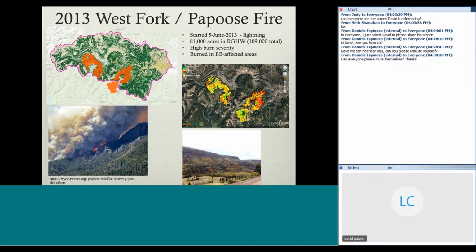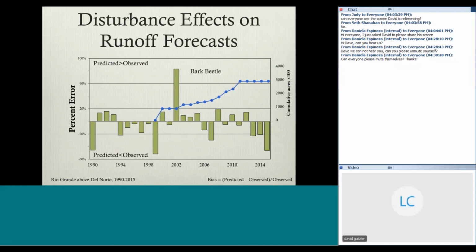What about fire? So there was a large fire in the watershed in 2013, the West Fork Papoose fire, and it burned 81,000 acres, some of it fairly intensely. If we add that to our plot of the water supply errors, we can see that starting in 2013, when the fire happened, the predictions were less than what was observed. In other words, we were getting more stream flow than was predicted by the regression equations that the NRCS uses.